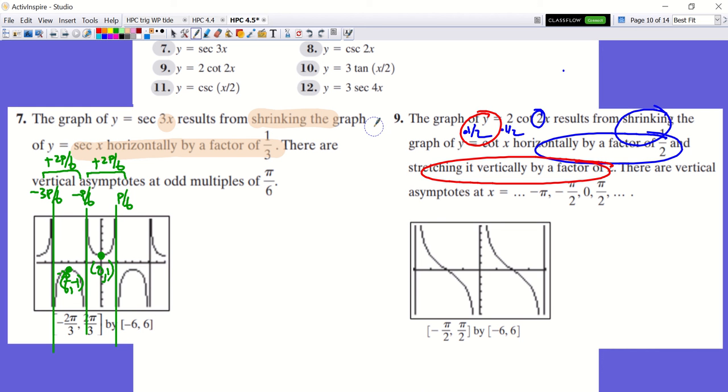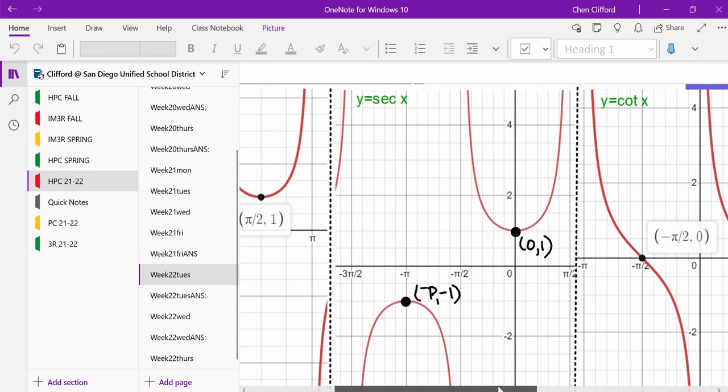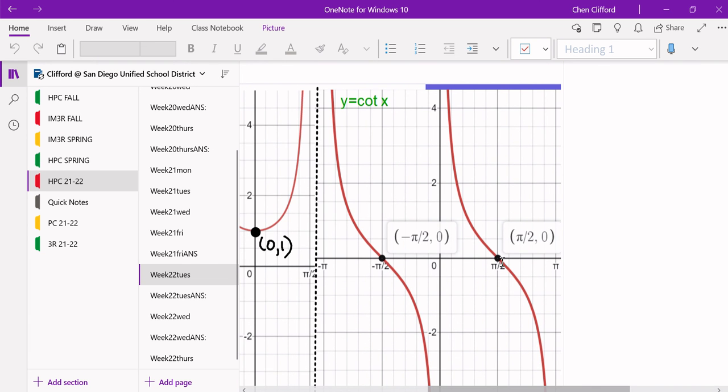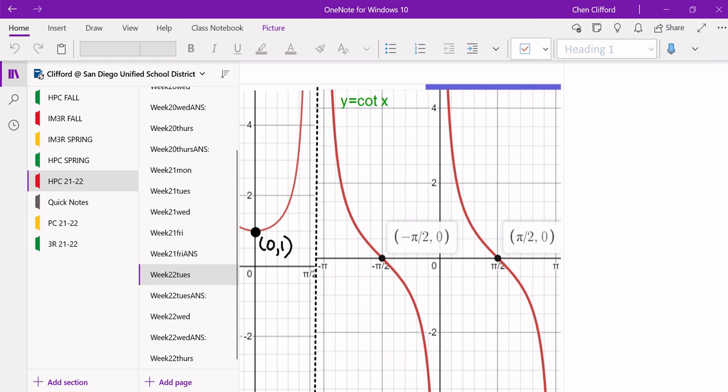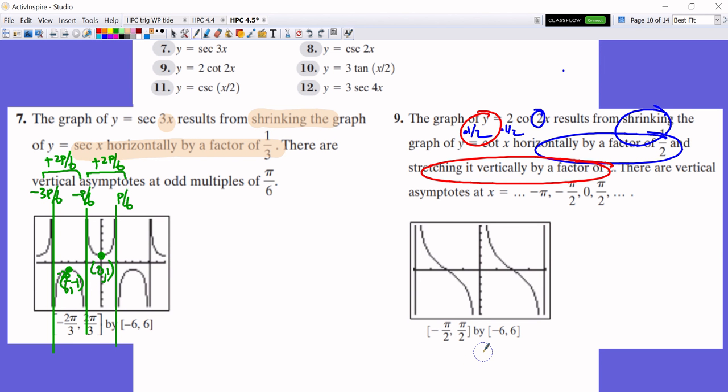Okay, now, your parent function for cotangent, let's bring it back over here. Your parent function for cotangent looks like this, okay? Now, if we're going to shrink it by 1/2, that means we take the vertical asymptotes, which are 0 and pi, and multiply that by 1/2. 0 stays 0, pi becomes pi over 2. And so what I end up getting here is 0, pi over 2, and this is minus pi over 2.